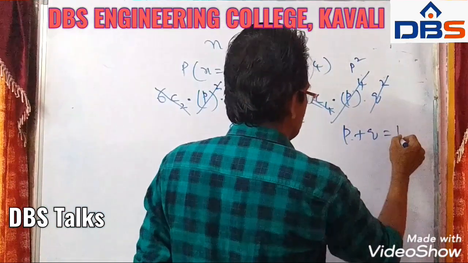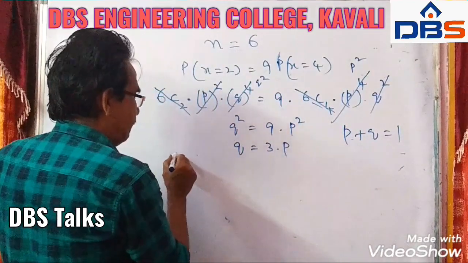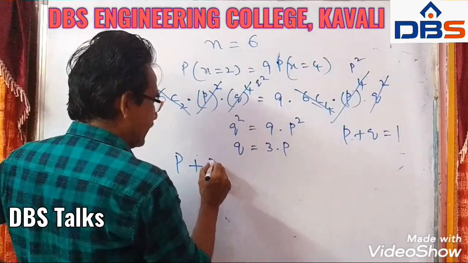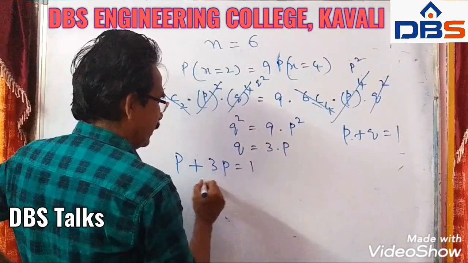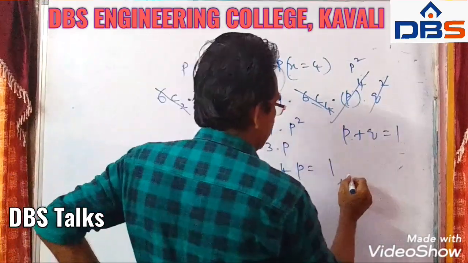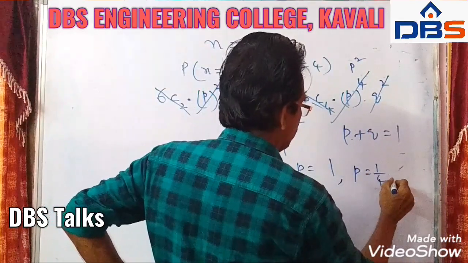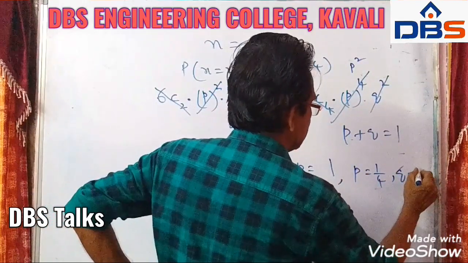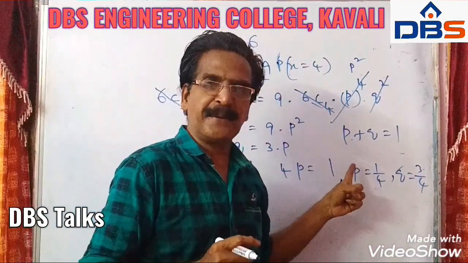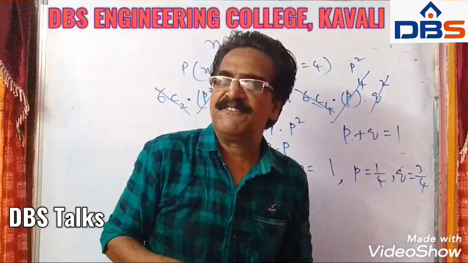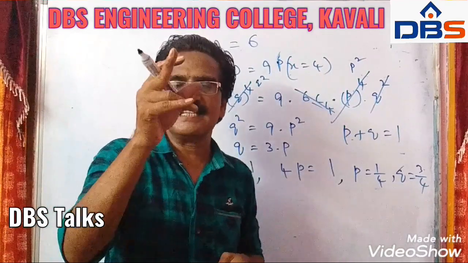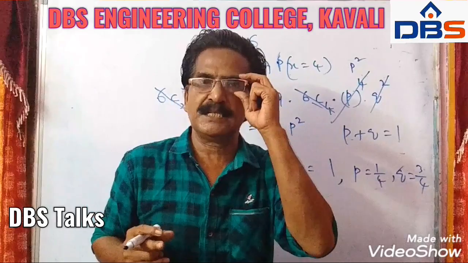P plus q, p plus what is q? 3p. This is equal to 1. 4p is equal to 1. P is equal to 1 by 4, which means q is equal to 3 by 4. So we know n, we know p, we know q, so we can find anything. What is the question asked, friends? What is the variance of the distribution?